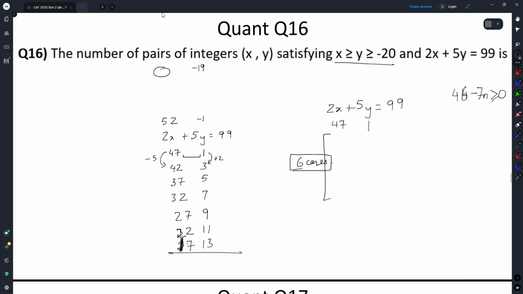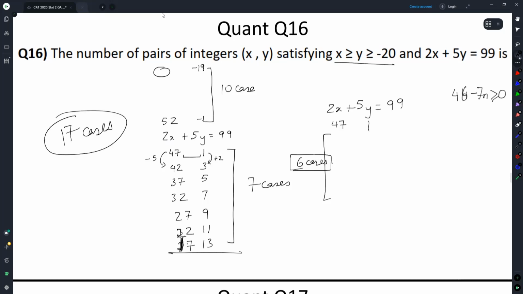I don't really need what value of X comes out here. You will get 10 cases here, all odd numbers. And you will get 7 cases here. Altogether, you will get 17 cases. In case you want to be extremely thorough, you want to write down all cases? That is also a possibility, although not recommended.